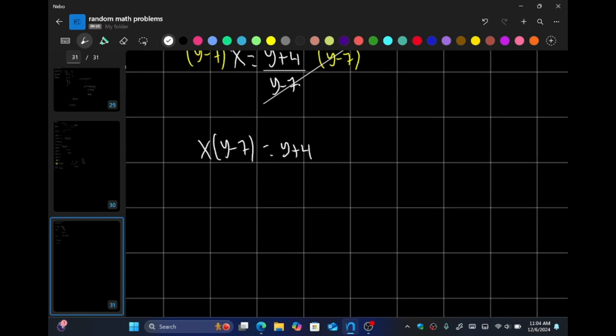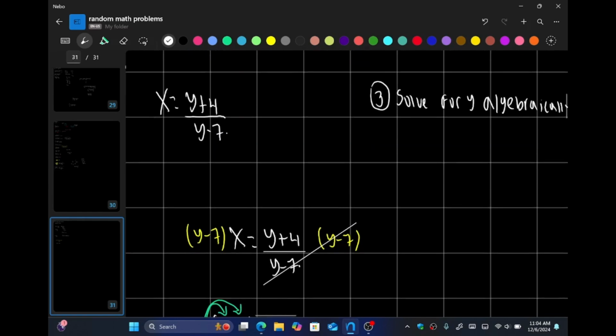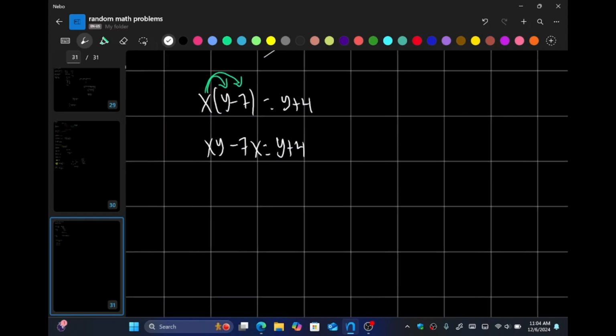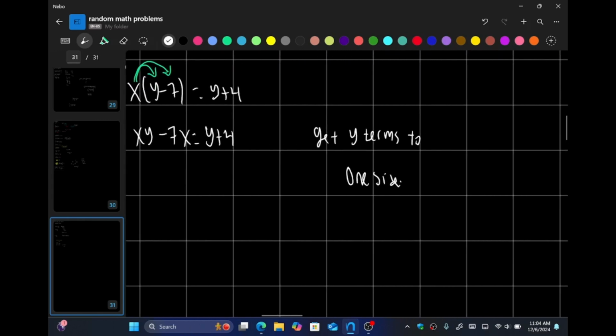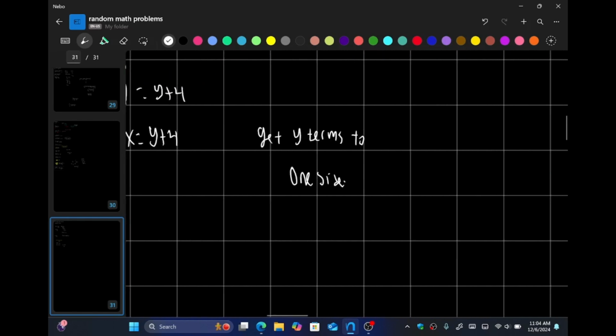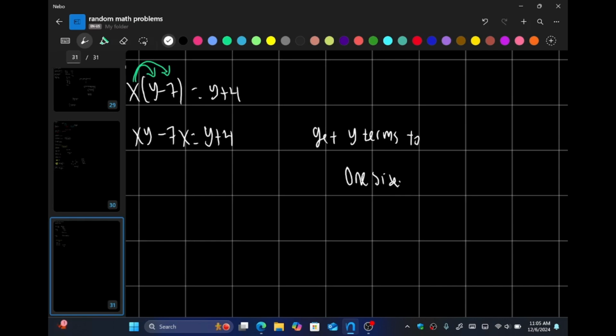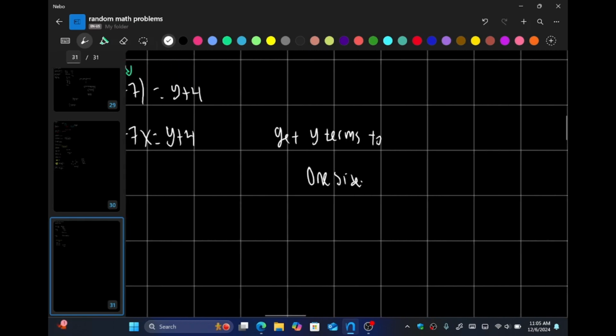And then we're going to go ahead and distribute the x here. So xy minus 7x equals y plus 4, right? You want to get y terms to one side. So in this case, we want to manipulate it so that we get the x y and y terms to one side.